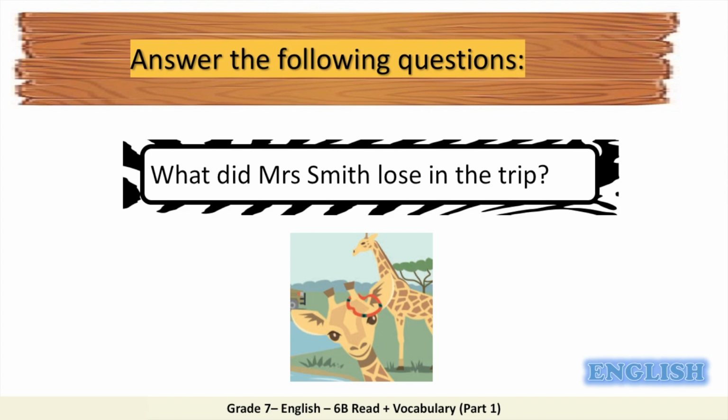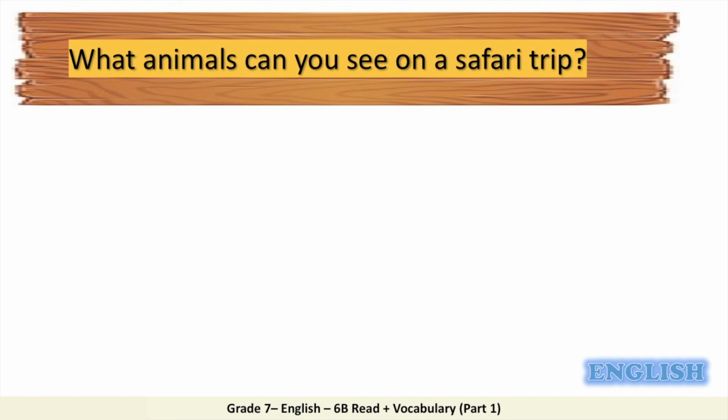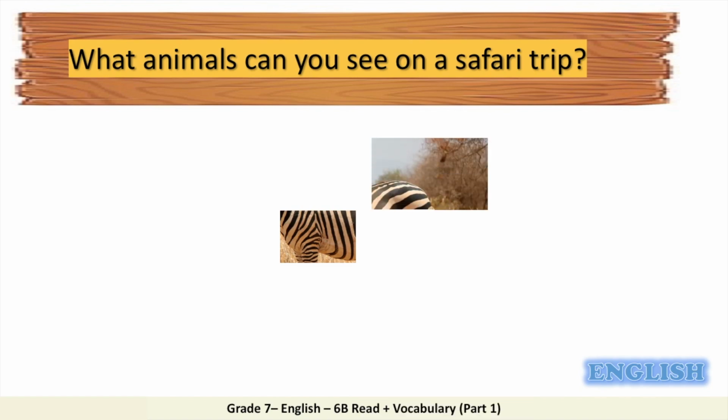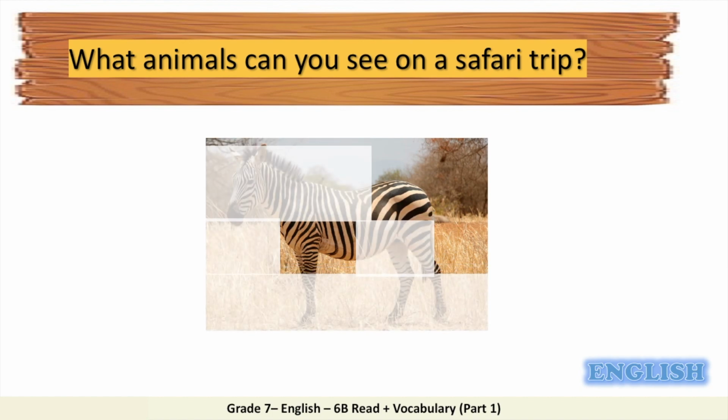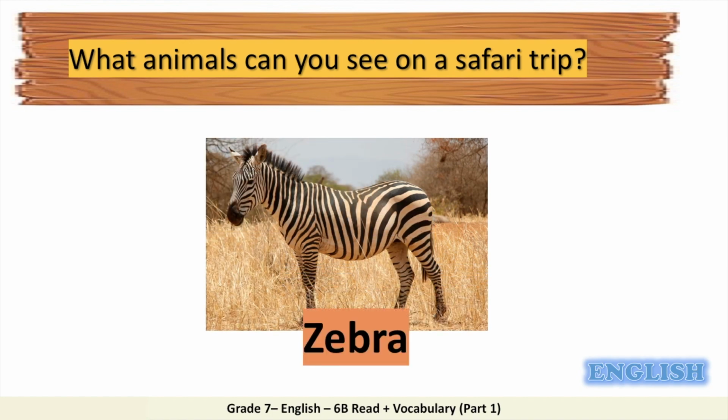Alright, what animals can you see on a safari trip? Look at the small parts of this picture and try to quickly name this animal. Well, this animal has special black and white stripes. It spends most of its day eating grass and sometimes leaves. And the Smith family met this animal on their safari trip. Amazing, dear students, this is a zebra.